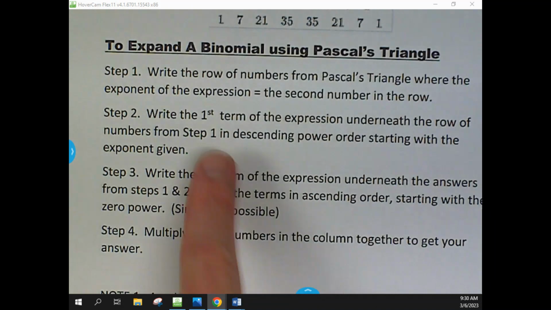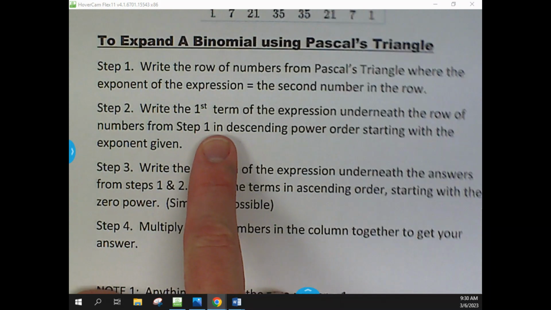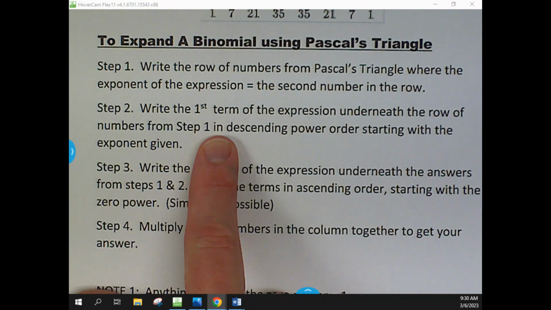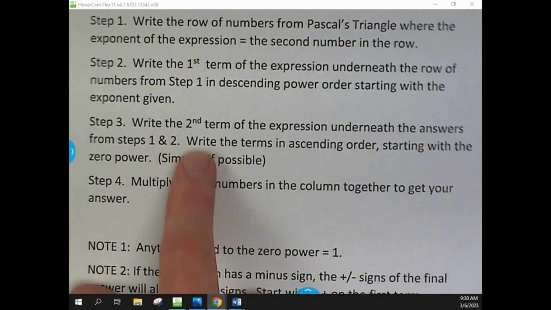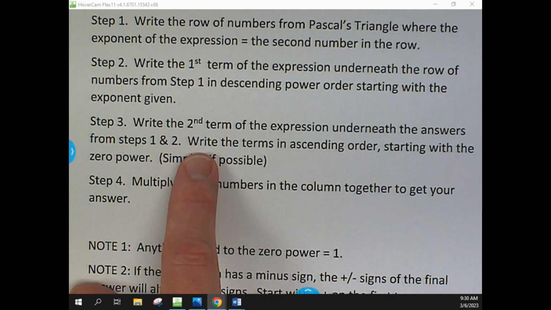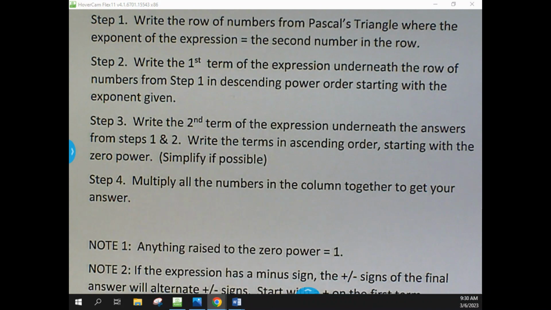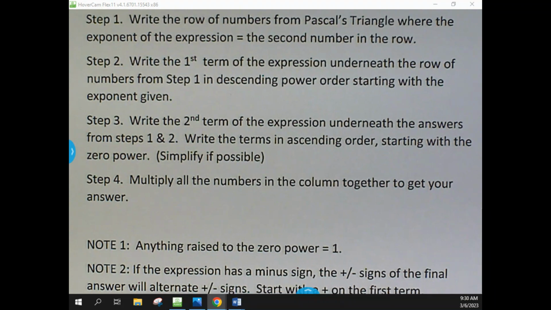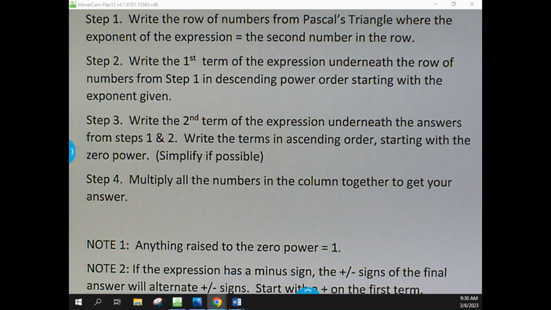And then you're going to write down the first term of this expression, but you're going to start with it in descending order. Then you're going to take the second term of the expression and write it down in ascending order. And once we do that, we're going to take each of those columns and multiply each column together to get each term in the answer.